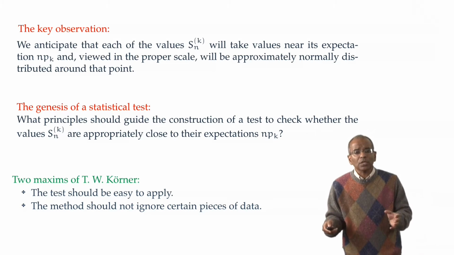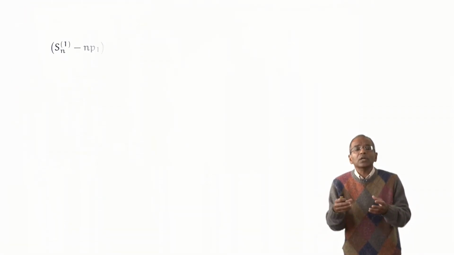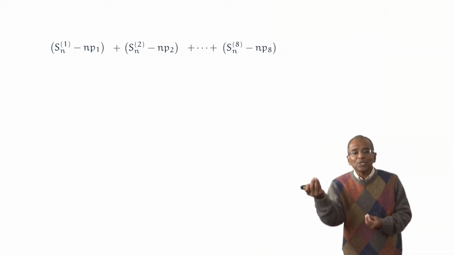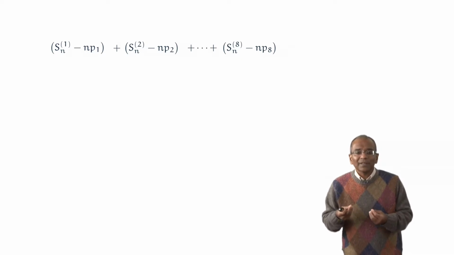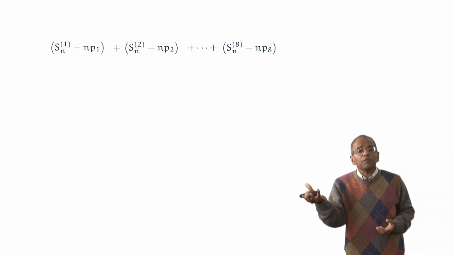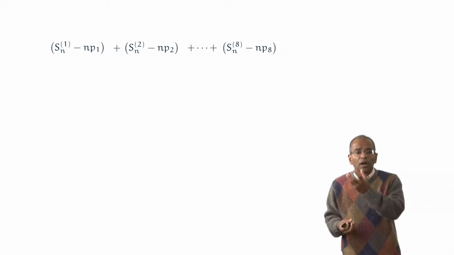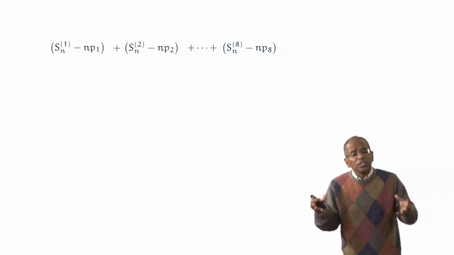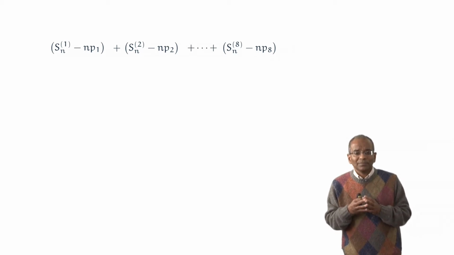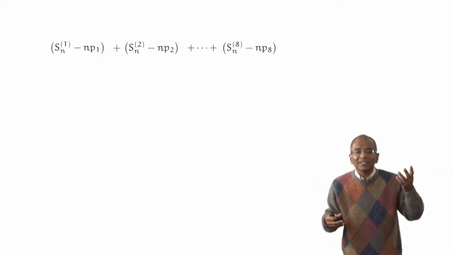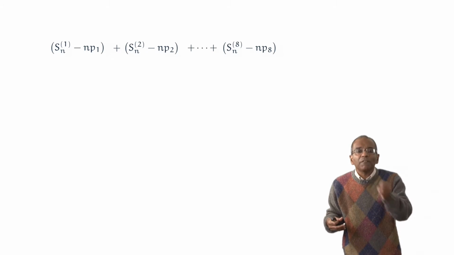And so it becomes natural to posit a test where we look at the difference or the distance from each Sn value to its expected value. Now, surely, following Kerner's second maxim, we want to take into account all the data. So why don't we simply look at how far Sn1 is from np1, how far Sn2 is from np2, and so on, and add them all up. Would this be a good test? What we anticipate is that if that sum is very large, then that would suggest that at least one of the Sn values is far from where we expect it to be.